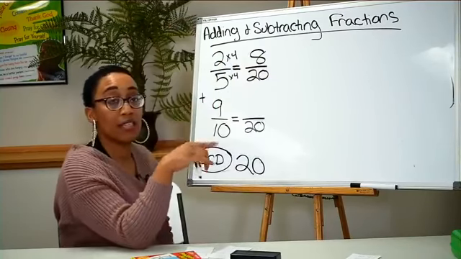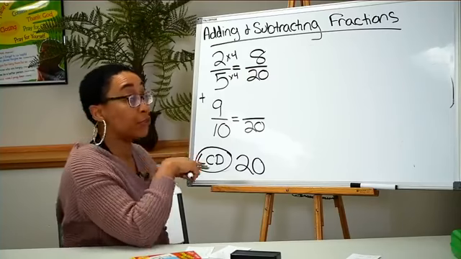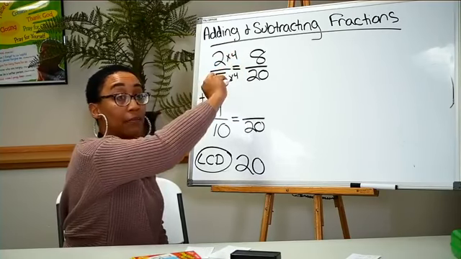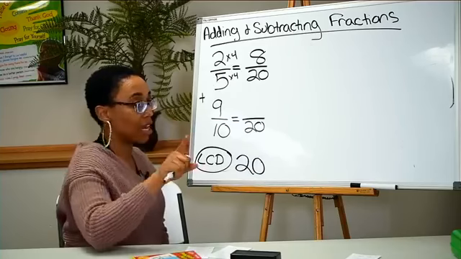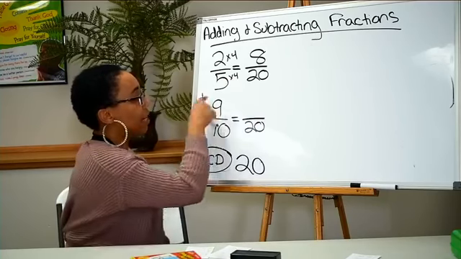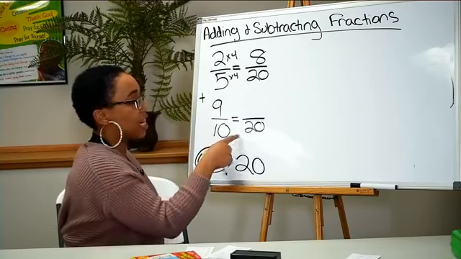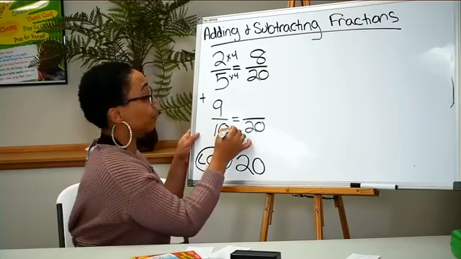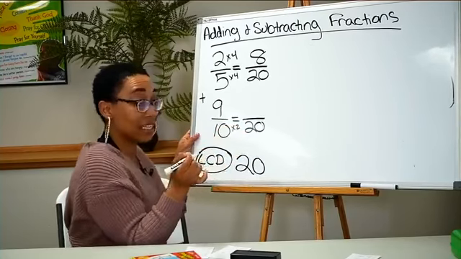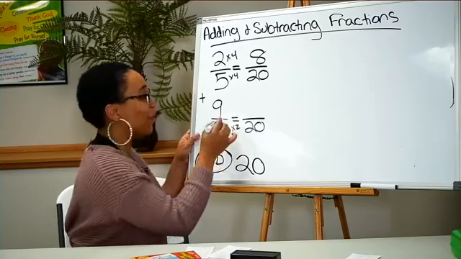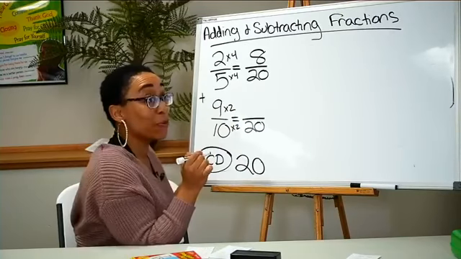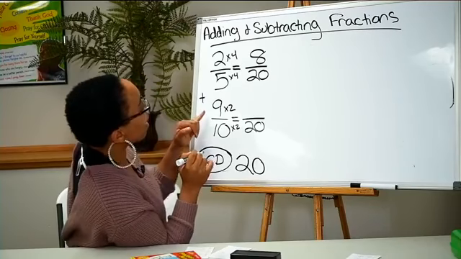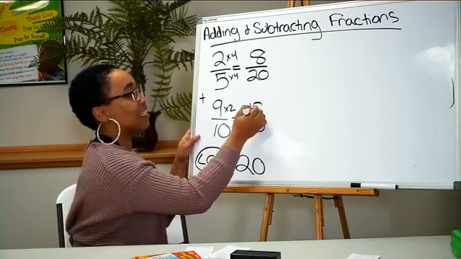Now, if you notice, I did this in the other example too. I'm not yet reducing this right here. Not yet. Let's go down here and change this fraction. 10 times what is 20? That's right, it's 2. So we multiply the denominator by 2, so we have to multiply the numerator by 2. All right, so 9 times 2 is 18.